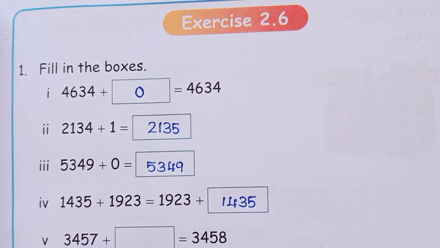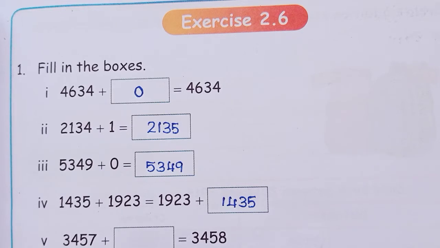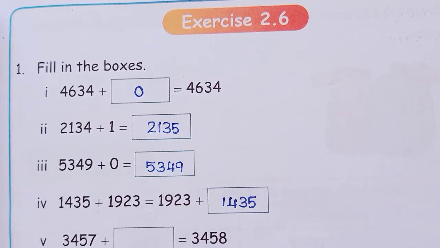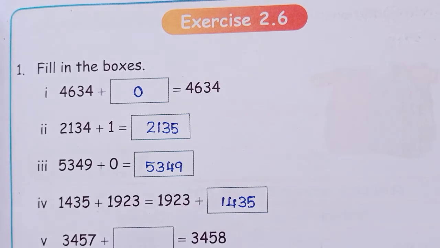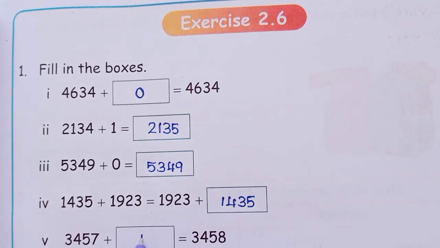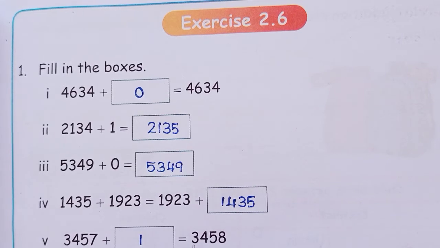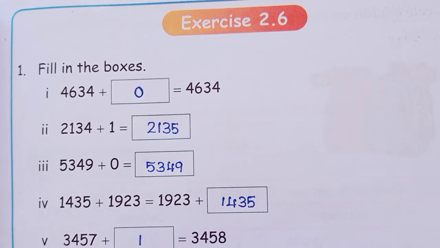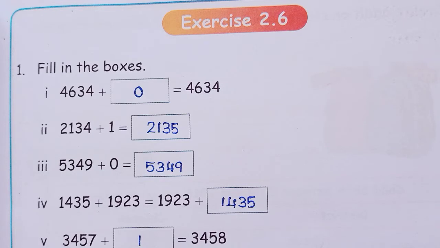3457 plus box equals 3458. When 1 is added to a number, it gives the successor of the number as the sum. Yes, here 3457, if we are adding 1, we will get 3458. Okay, can you understand?